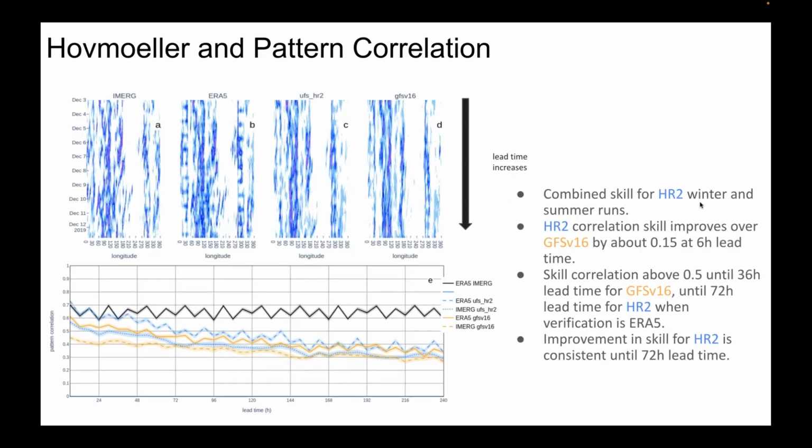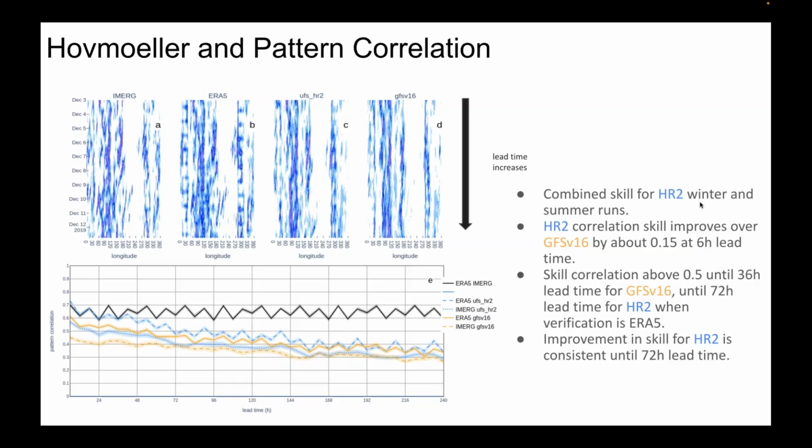And here I'm showing that for HR2 and GFS version 16. It's a fairly small sample size, so it's pretty noisy, as you can see. And you can see that all the changes that have been made to get to HR2 mean for this particular diagnostic that the correlation skill actually improves by about 0.15 at forecast hour 6 over GFS version 16, which is a very big improvement.